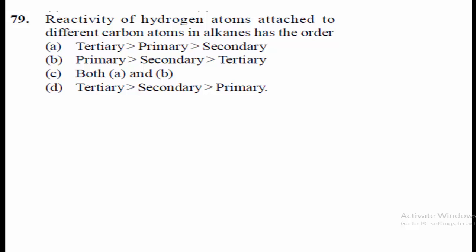79th, reactivity of hydrogen atoms attached to different carbon atoms in alkanes has the order. So first you should know on what it depends. Reactivity of hydrogen atoms depends on the stability of free radicals. And when you see this, stability of free radicals can be written as tertiary is greater than secondary and secondary is greater than primary. So which option is right here? Option D is the right answer.